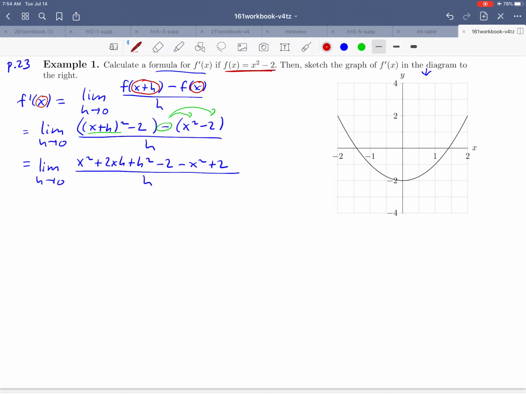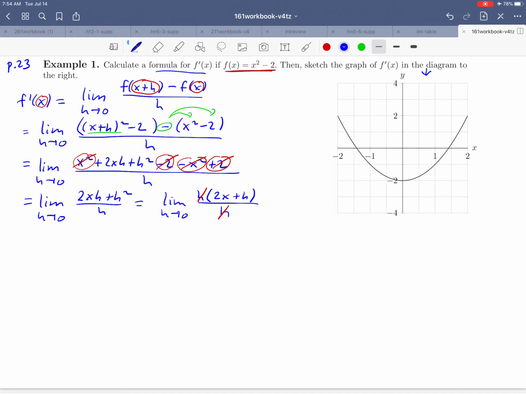So a couple of nice things happen here. Notice that there's a minus 2 and a 2. Those cancel. And then there's an x squared and a minus x squared. Those also cancel. And we are left with the limit as h goes to 0 of 2xh plus h squared over h. Do you notice any more simplification we can do there? Okay, there's an h that we can factor out in the top. So if we pull an h out, we'll have a 2x plus h left over. And factoring that h out is a nice thing to do because we get cancellation now. Those two h's cancel in the top and the bottom.